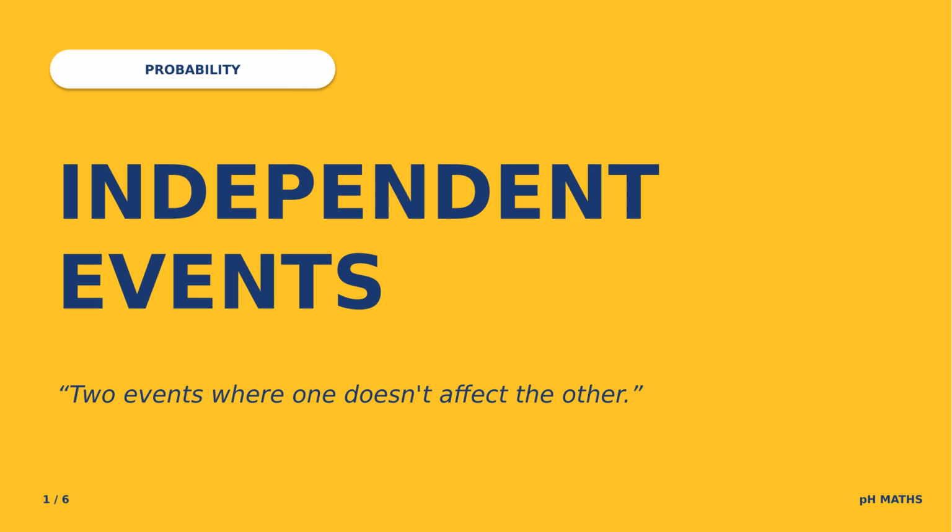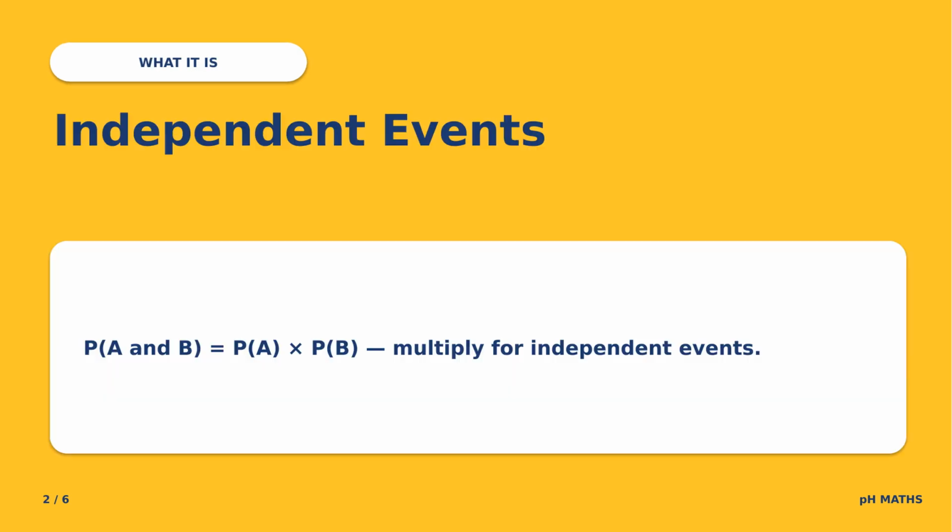Today's explainer is independent events. Two events where one doesn't affect the other. By the end of this video, you'll know the multiplication rule and the trap of treating dependent events as independent.